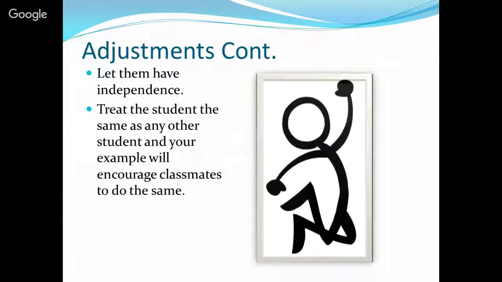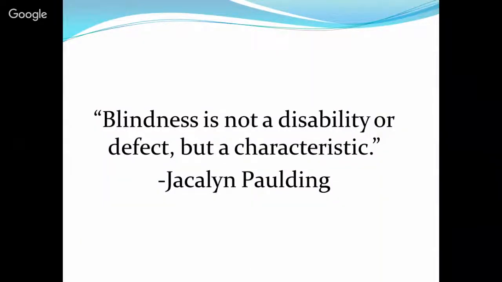And in conclusion, I just want to end with this quote. Jacqueline Paulding was born blind, and doctors thought that she wasn't going to go anywhere, kind of like Helen Keller. Like, she was not going to be able to walk, not going to do any of these things. But in an article she wrote for parents who have children that are born blind, she said, blindness is not a disability or a defect, but a characteristic. So blindness or visual impairments, they're part of who your student is. You can't change it. All you can do is help them to embrace it and make themselves better because of it.